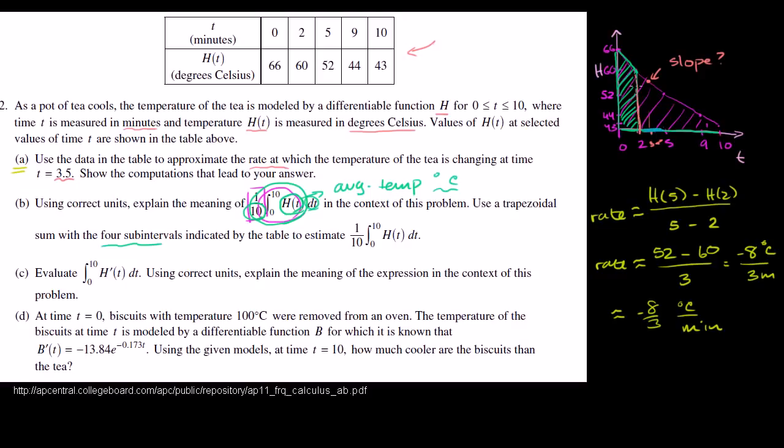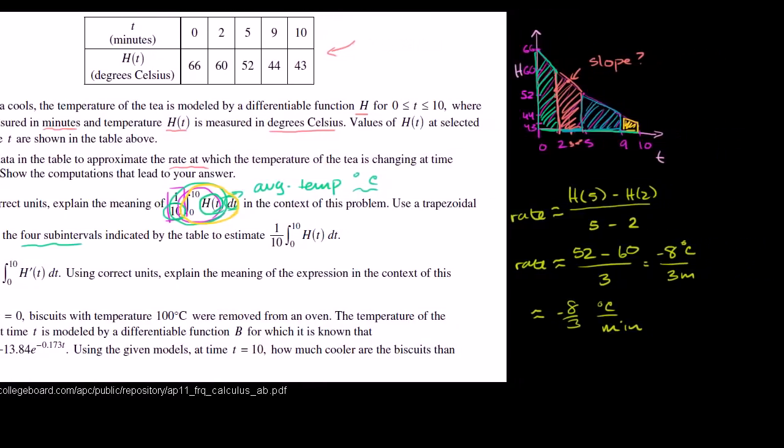The next trapezoid goes from 2 to 5, and then the third trapezoid goes from 5 to 9. And then the fourth trapezoid goes from 9 to 10. And so if I want to approximate the definite integral part right here, before we divide by 10, I just need to find the area of these 4 trapezoids.